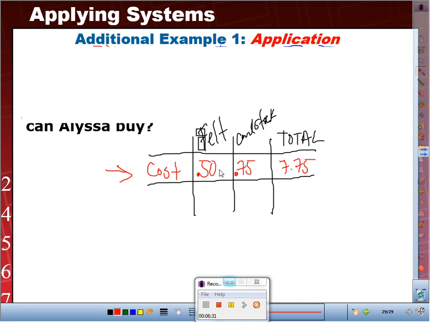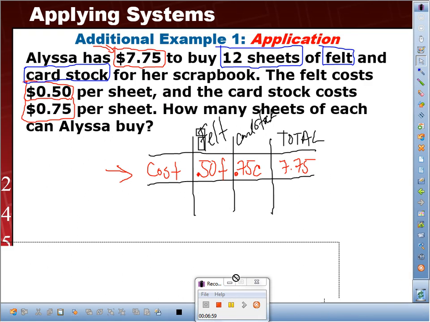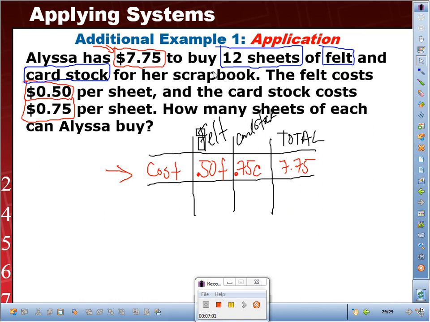We don't know. So we can label it X, but since we have a variable already, what variable could we use? F, 0.50 F. So for the cardstock, it's 0.75 what? See? Do you see what I did right there? All right, so we're done with the cost. Let me remove this. All right, so we're done with all the red stuff.